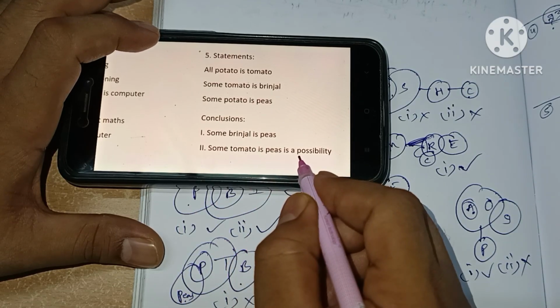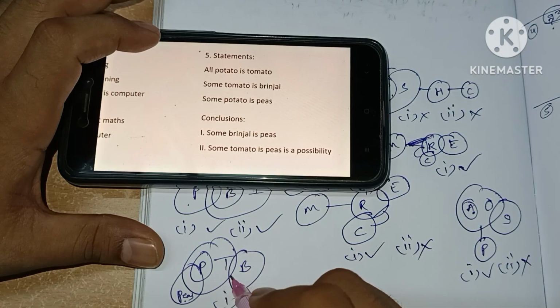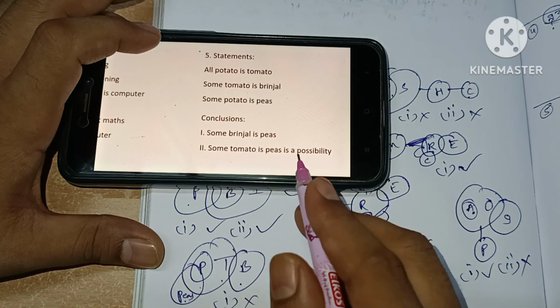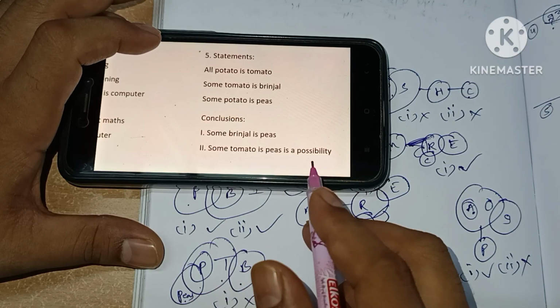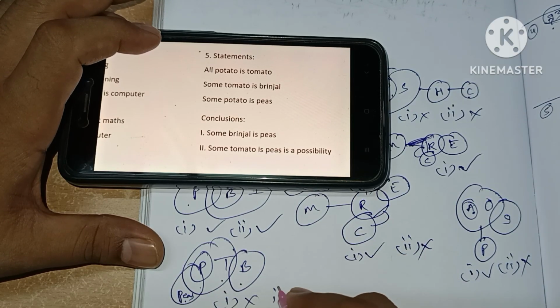Some tomato is peas is a possibility. Tomatoes and peas are already sharing some part, and it is saying possibility. So it is already true and it is saying possibility. So the second conclusion is also false.